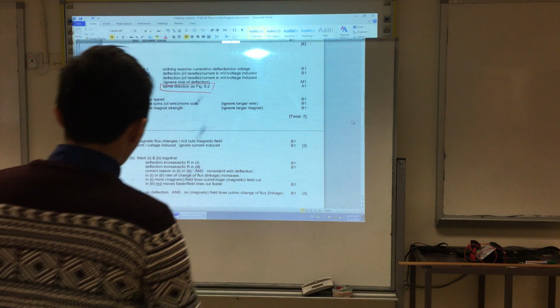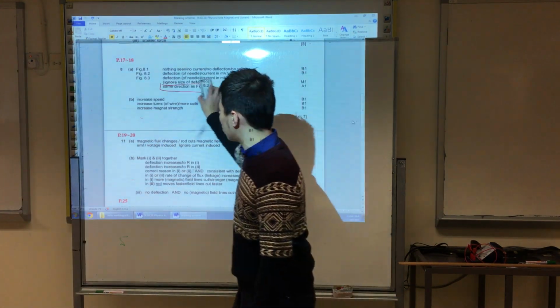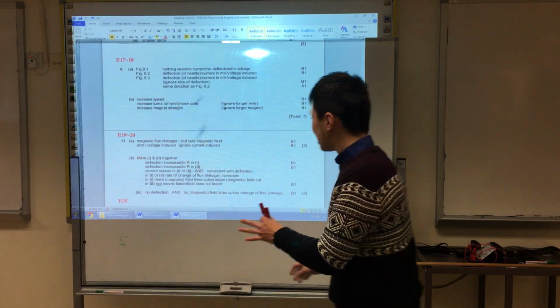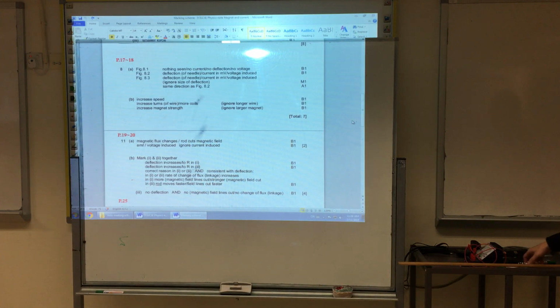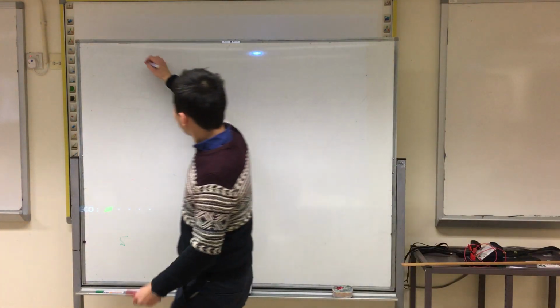Not too important in IGCSE because you don't need to do calculation. And the idea is similar to what we have been talking about for long. So if you like, you can put it down, magnetic flux.